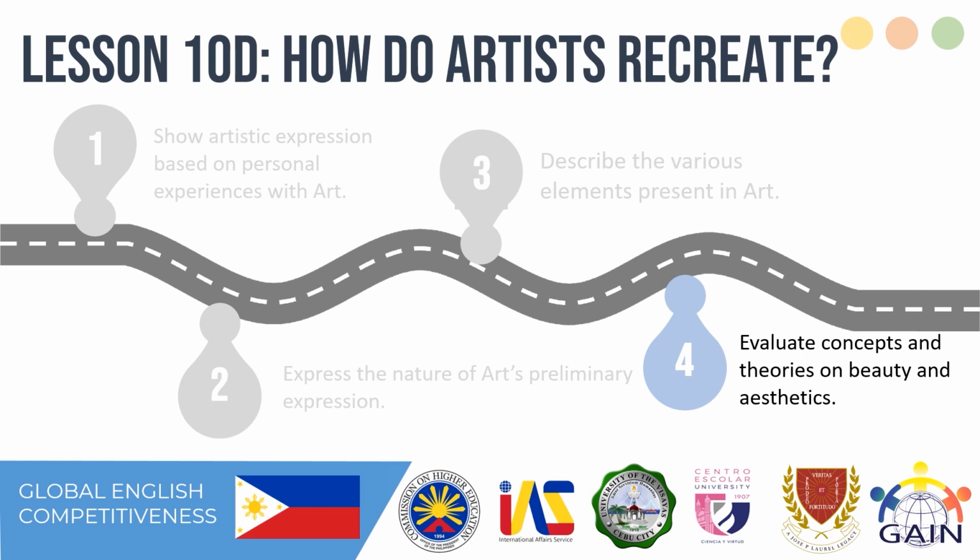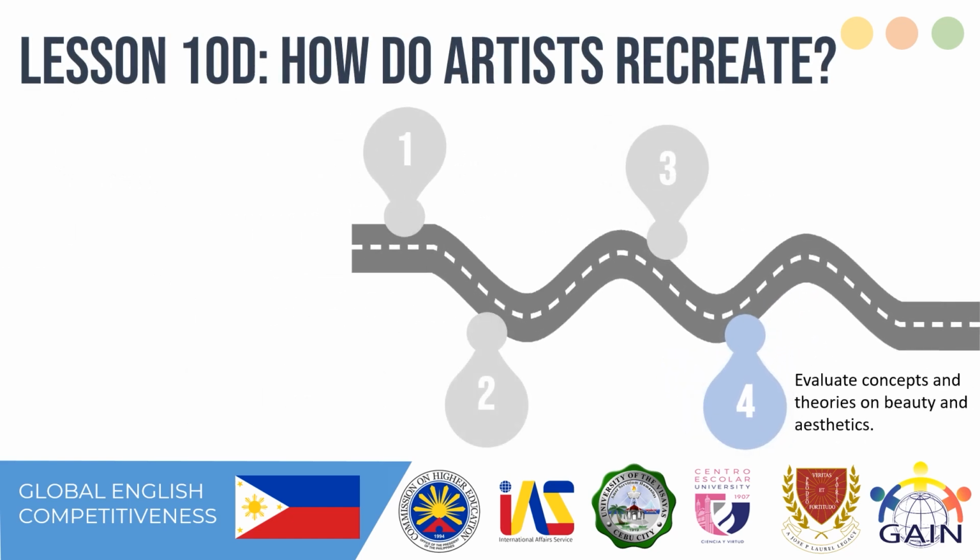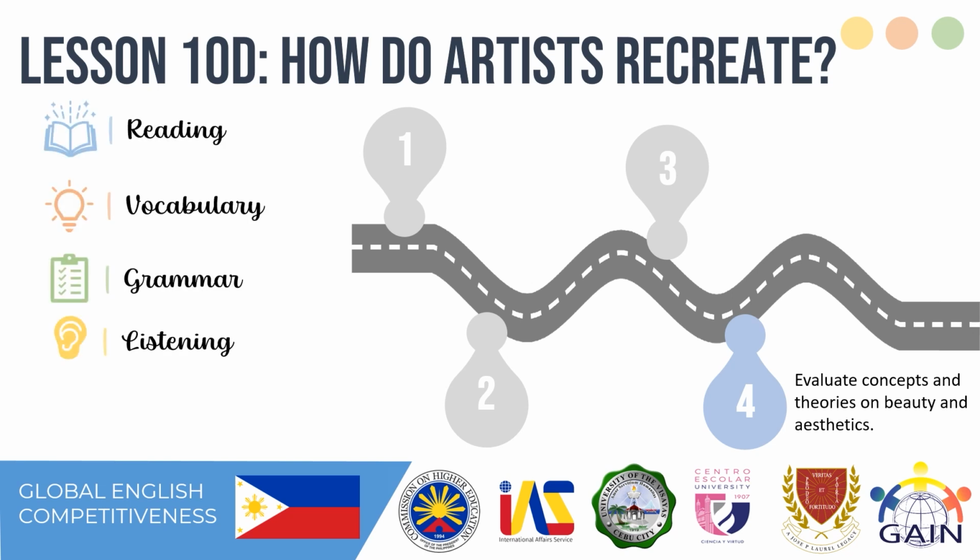And now we are down to our last can-do objective for this unit. This is to evaluate concepts and theories in beauty and aesthetics. Without further ado, let's move over to our last lesson for Unit 10. Lesson 10D, How do artists recreate? Here are the different sub-lessons that will help us achieve our objective: reading, vocabulary, grammar, listening, and writing.